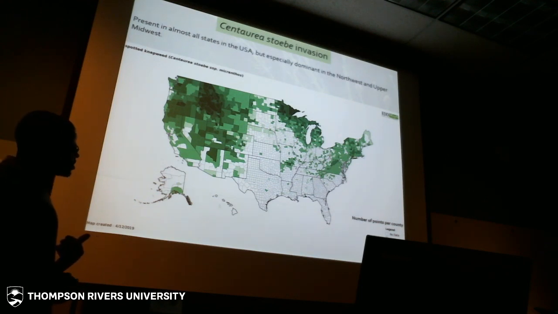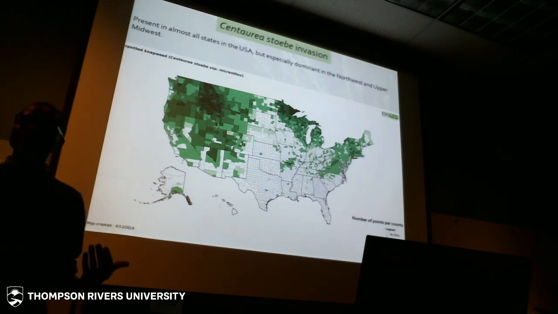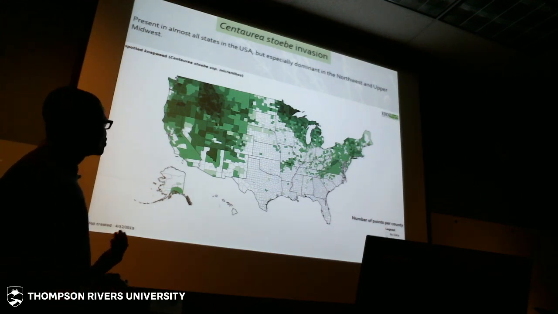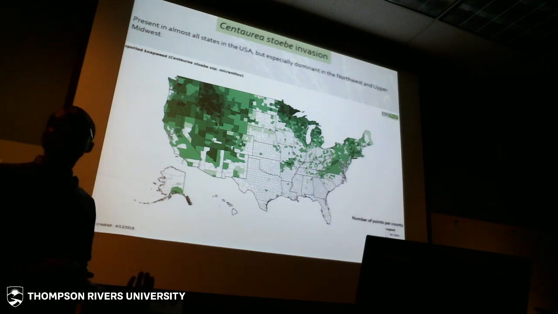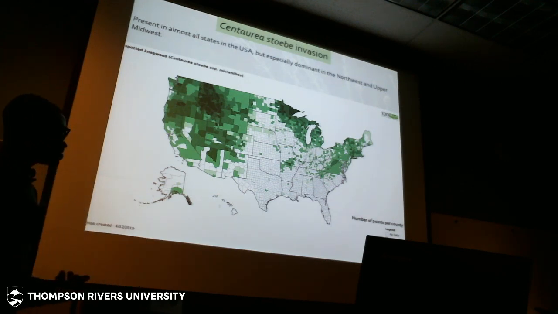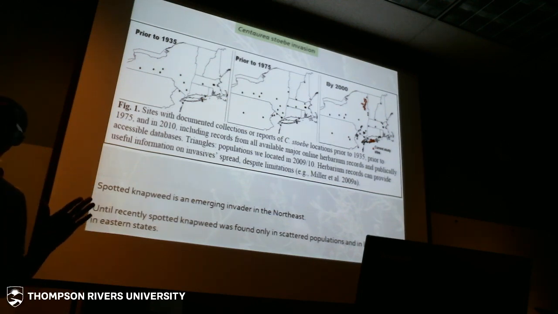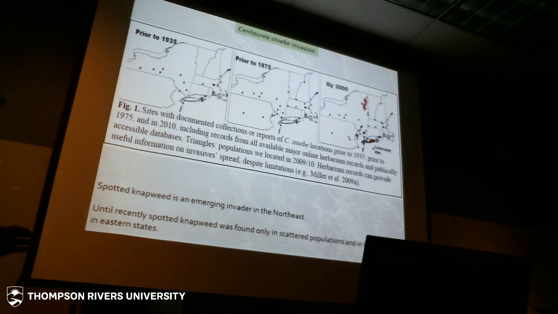However, in the northeastern part of the country, where a lot of my talk is going to be concentrated on, there have not been a lot of studies on spotted knapweed, and the notion was that this part of the country is not conducive for spotted knapweed. However, from herbarium records, we've been able to reconstruct the spread of spotted knapweed over time in the northeastern part of the United States, and we've seen that over time, the amount of the locations in which we are seeing spotted knapweed has actually been increasing.